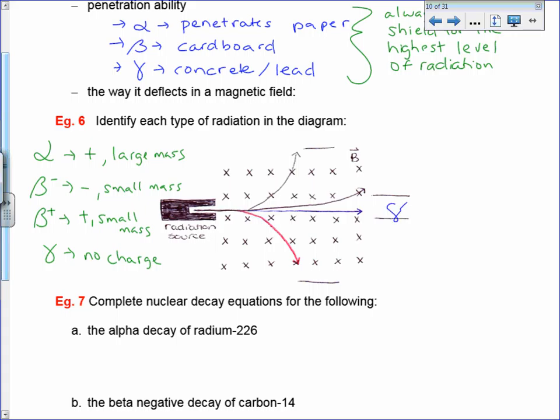So that's our gamma. Oops, that's a weird symbol. Keep doing that. There we go. So that's gamma.